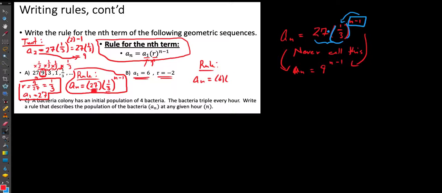So let me write that a little bit more cleanly. And this would be to the n minus 1. This would be our rule here. And honestly, we would be done.